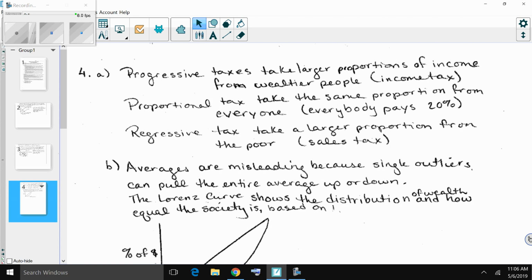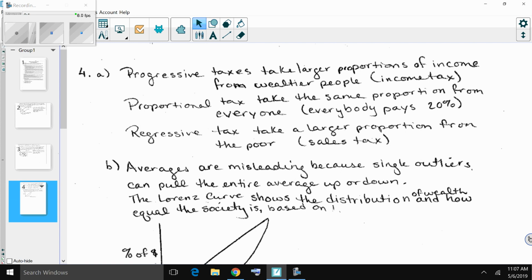And then regressive taxes take a larger portion from the poor. For example, sales tax or sometimes excise taxes. Remember I told you if gas were $5 a gallon, you would probably care a lot because your hourly wage is closer to minimum wage. But when Bill Gates pulls up to fill up his tank, he doesn't really care if gas is $5 a gallon because he is wealthier. That would be a regressive tax.